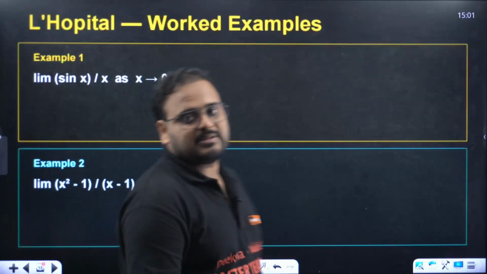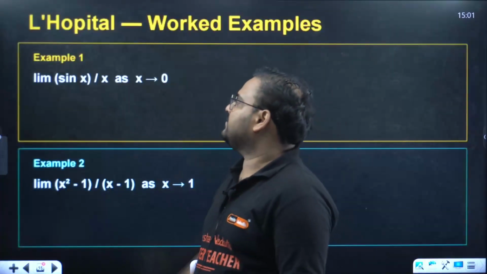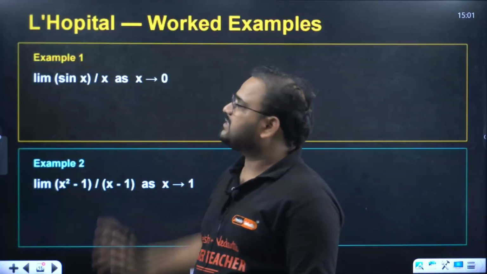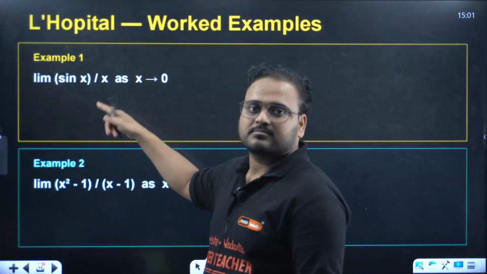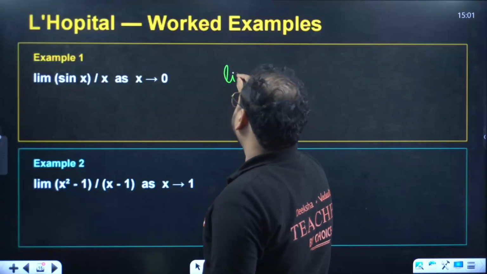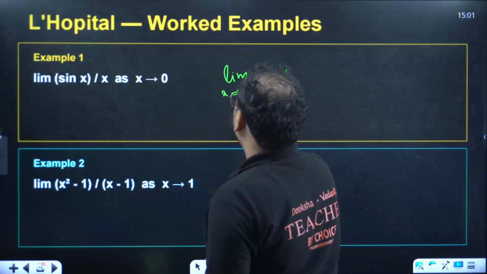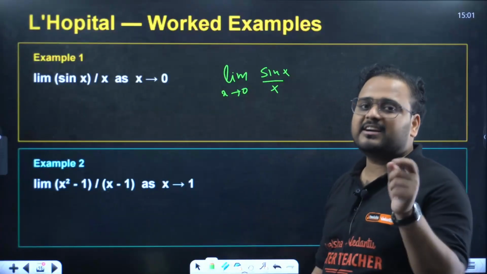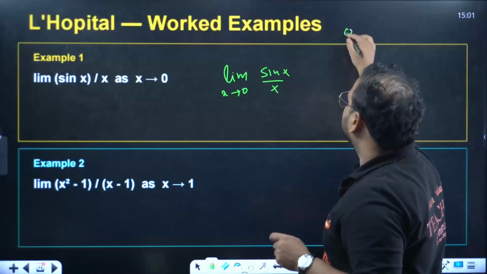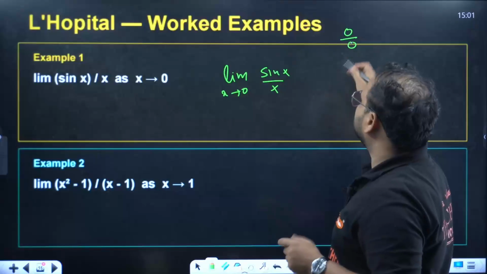Okay, let's apply it in this question. Sin x by x we have. What is the answer for this? We know the answer is 1. Let's try. Limit sin x by x when x tends to 0. Check first for indeterminate form. Sin 0 is what? 0, and divided by 0 will be an indeterminate form.